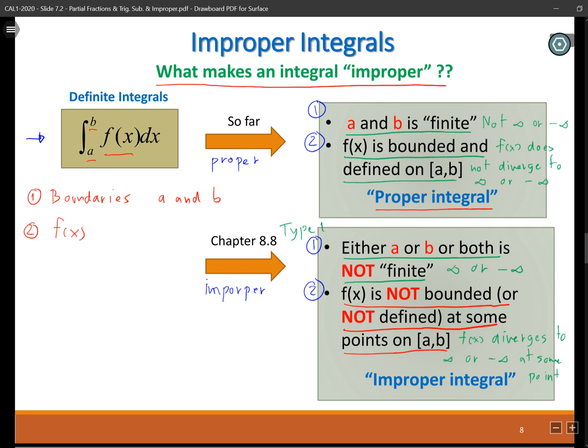This type of violation, we are going to call type 2 improper integrals. Oh, I saw the typo here, improper. So type 1, improper, is caused by the boundaries. Type 2, improper, is caused by the function being unbounded. So two types, and we are going to look into both types, but let's start with type 1.